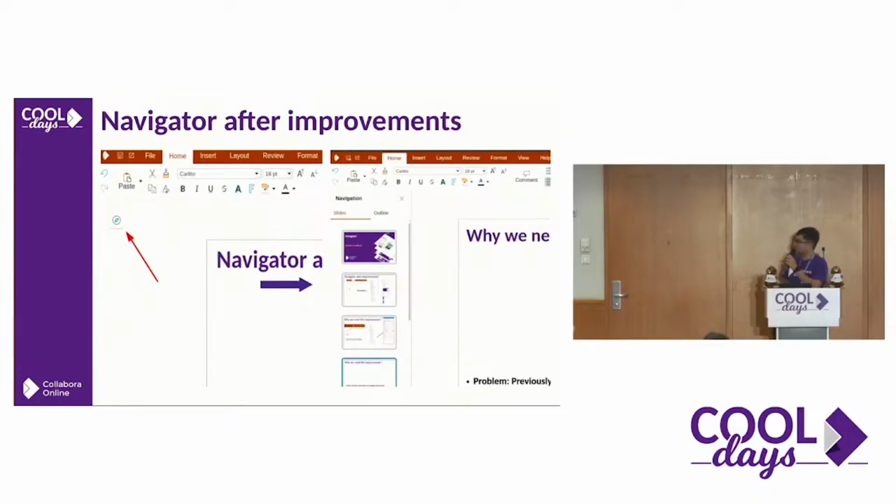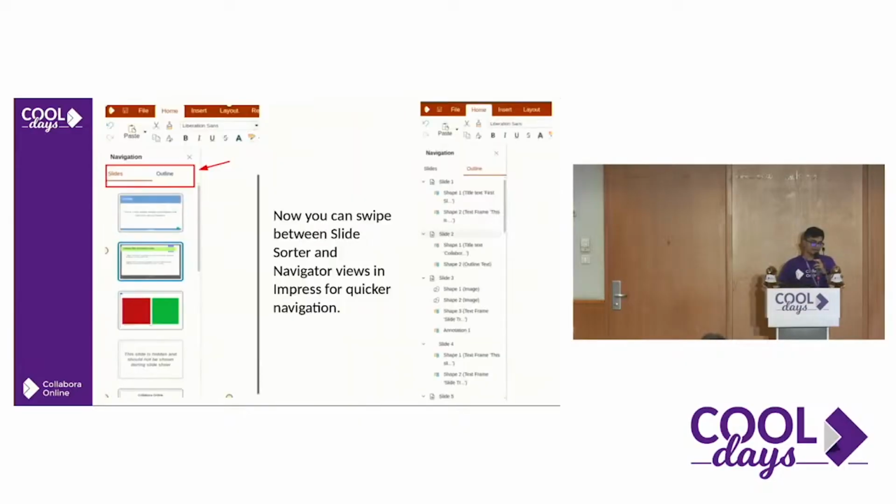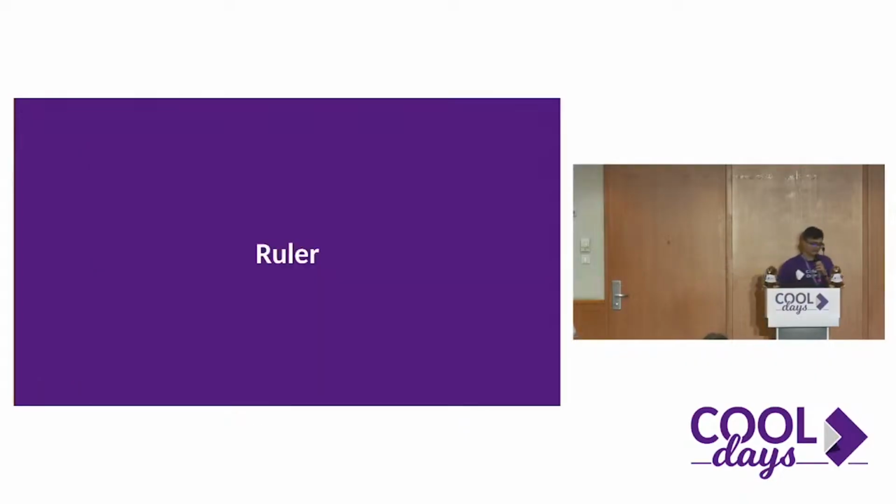And this is how it looks in the Impress. There is also an improvement in Impress. We now have two options: the slide sorter and the outline. What outline does, it's just another word for navigator. So you can easily swipe between the slides and the navigator. This is how it looks on the slide sorter. And if you want to switch to the outline, the right side image shows the navigator part. This is all about the navigator, which we added in the last version.